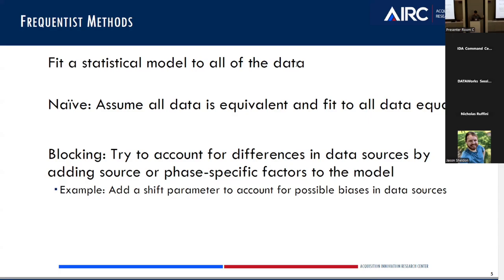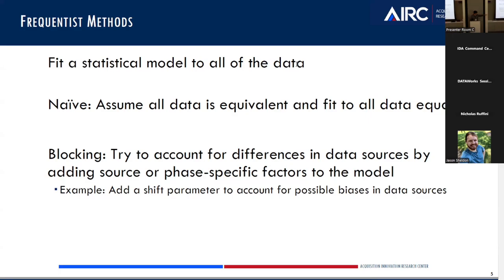And then maybe a slightly more complicated model is we're going to do blocking. We're going to add factors to our data set that indicate, okay, this data is from modeling and sim, this is historical data, this is DT data, this is OT data. And we're going to allow factors to reflect the differences between those test phases, because we know things may have changed about how the data is collected or the environment or the people that were running the test, that type of thing.